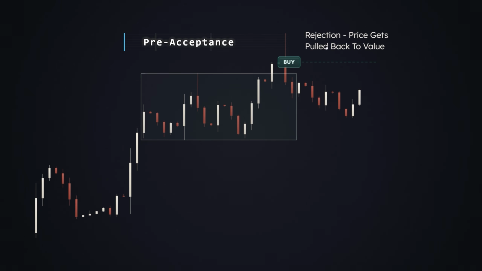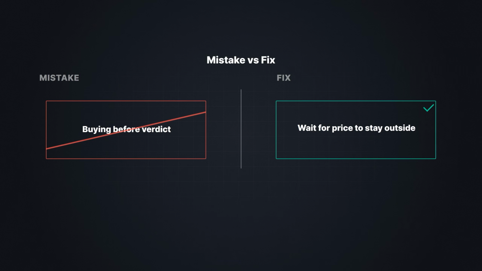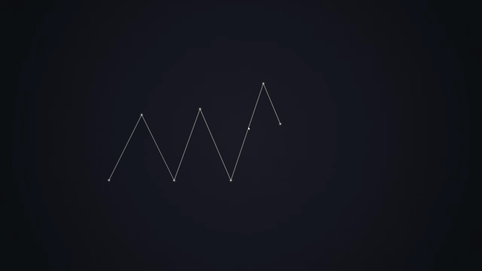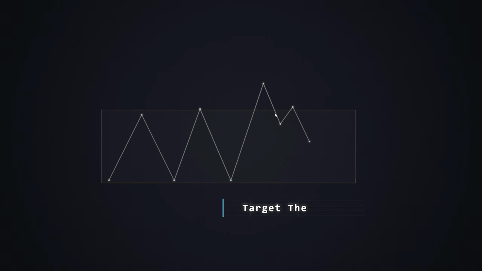The entry happened before acceptance, and now the old value area becomes the magnet again. The mistake is buying the move before the market gives the verdict. The fix is waiting for price to prove it can stay outside value. Once price returns inside value, I stop looking for continuation. I start looking for a move back toward the middle of value, then possibly the opposite edge.